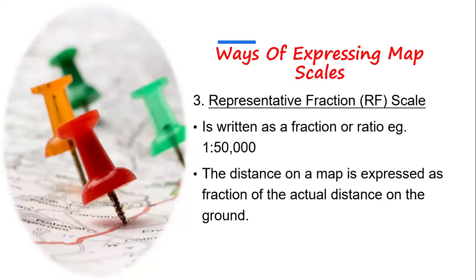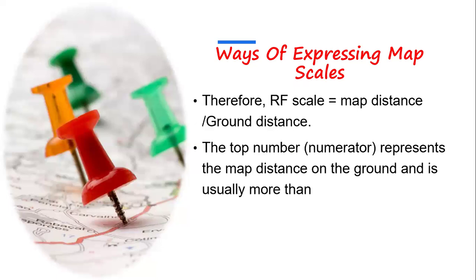The third one is the representative fraction scale. This is written as a fraction or ratio. Take an example, 1 ratio 50,000. Now the distance on the map is expressed as a fraction of the actual distance on the ground. Therefore, the representative fraction scale is just equal to the map distance upon the ground distance. The top number here, the numerator, is representing the map distance, and it is usually more than the other one.